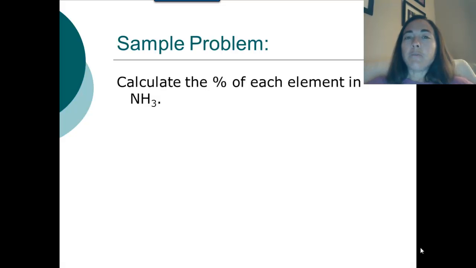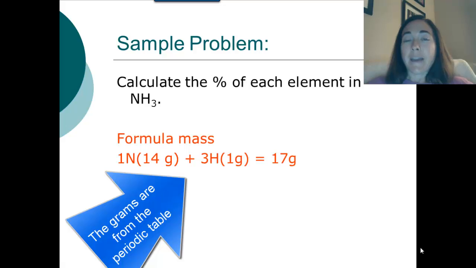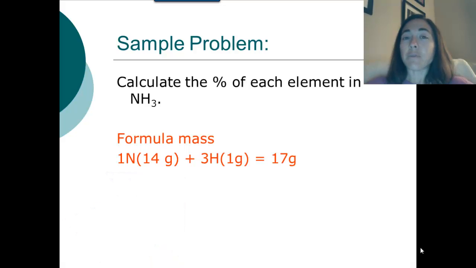In this problem, you're being asked to calculate the percent of nitrogen and hydrogen in NH3, which is ammonia. So the first thing you need to know is the molar mass of that compound. I know that there's one nitrogen and the mass is 14 grams. I know there are 3 hydrogens. Each one is a mass of 1 gram, and I got that from the periodic table. So when I add all that together, I get a molar mass here of 17 grams for NH3.